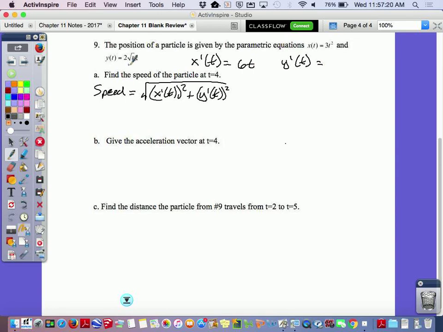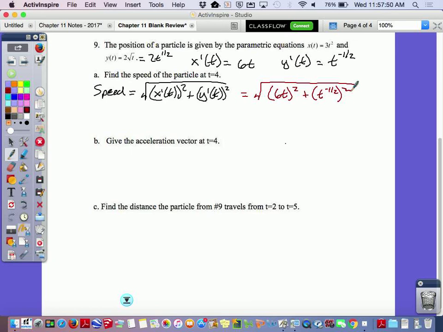For y prime of t, it might be helpful to rewrite y of t as 2t to the 1/2. Then we can just do the power rule with it. We multiply by 1/2. We just get 1t to the negative 1/2. So we plug that into the speed equation, and we've got the square root of 6t squared plus t to the negative 1/2 squared.